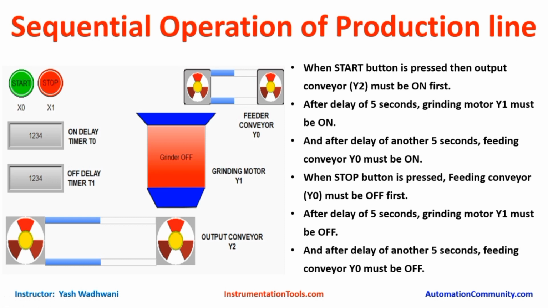Similarly, when the user stops the process with this stop button, first of all my feeding conveyor will turn off. After a 5 second delay from that time, my grinder will turn off, and 5 seconds after the grinder turns off, my output conveyor should stop.